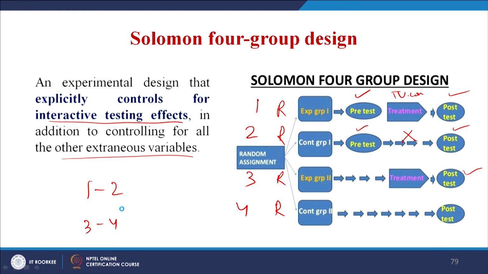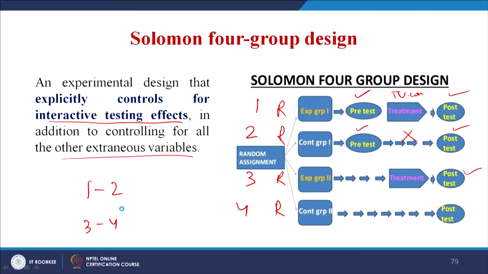So, I will wind up here today, we will stop the lecture here. This Solomon four group design is a very interesting design because it helps you study the pre-test and post-test treatment effects, right. So, this is what we have done. In the next lecture, we will continue with the experimental design and try to cover it up. Thank you so much for the day.